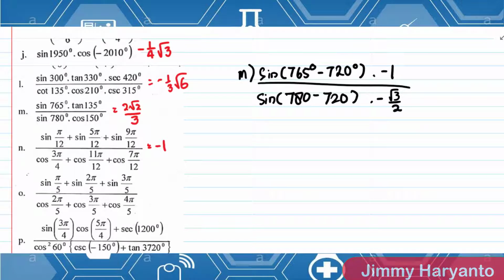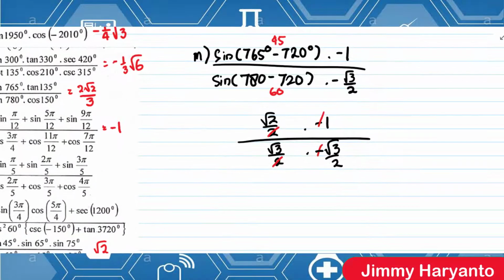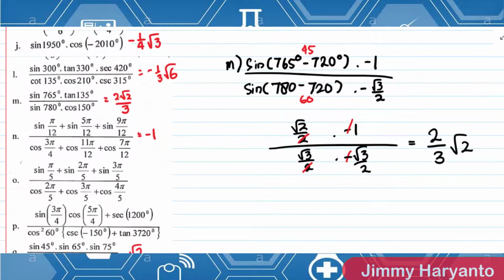Okay, next this one will be sine 45, and this one will be sine 60. Sine 45 is square root of 2 over 2, sine 60 is square root of 3 over 2, times negative 1, times negative square root of 3 over 2. So I can cross out this negative and then cross out these 2. Okay, so the result will be 2 over square root of 3 times square root of 3, which is 3, square root of 2. 2 over 3 square root of 2. Okay.